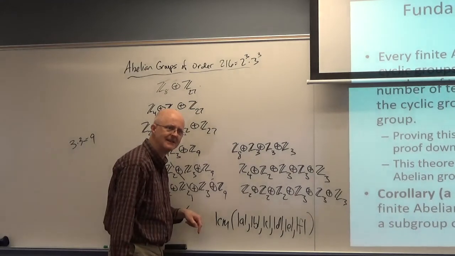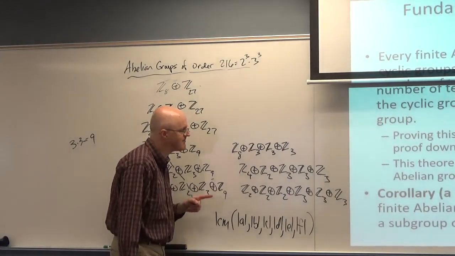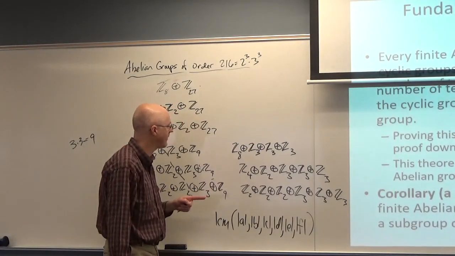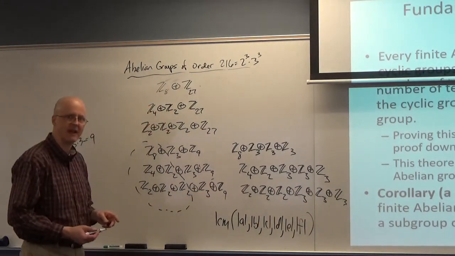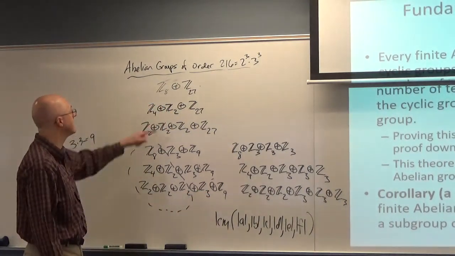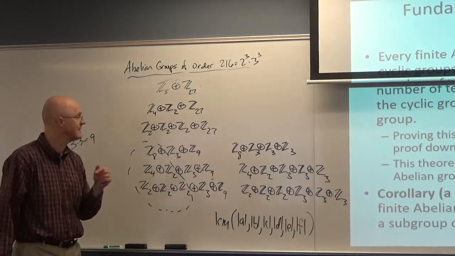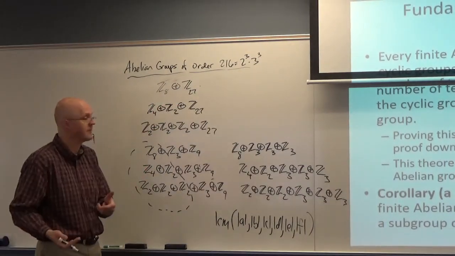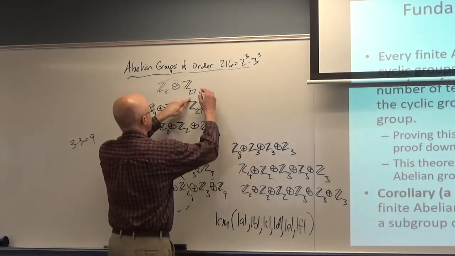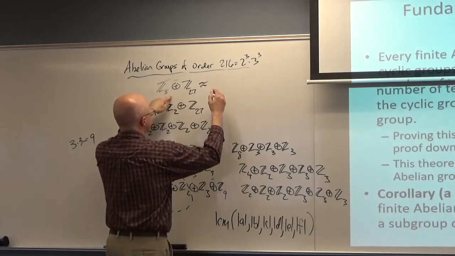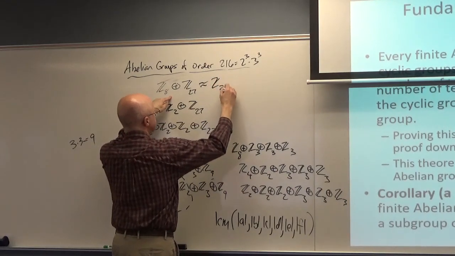Yikes. So it would be nice to modify this in such a way that we have a minimal number of elements in the external direct product. And we can do that because when the cyclic groups have orders that are relatively prime, we can combine them. 8 and 27 are relatively prime. This external direct product is isomorphic to Z216. It is cyclic.